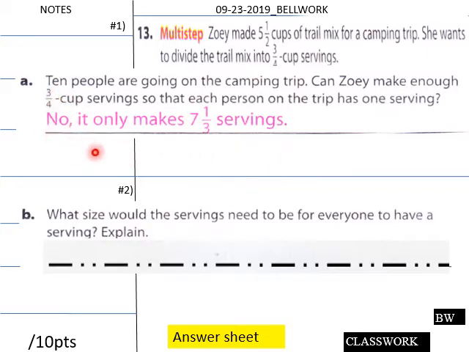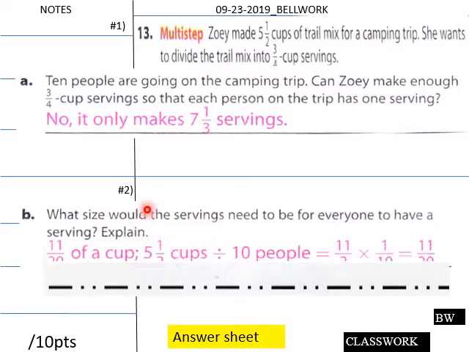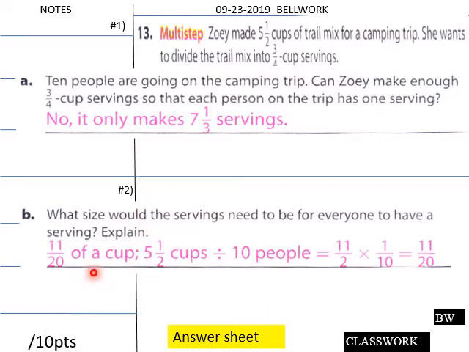So that would be part A. And then what size would the servings need to be for everyone to have a serving? So 11/2 cups divided by 10 people would be 11/2 times 1/10, so 11/20 of a cup would be the serving size for the amount of people on the camping trip. 11/20.